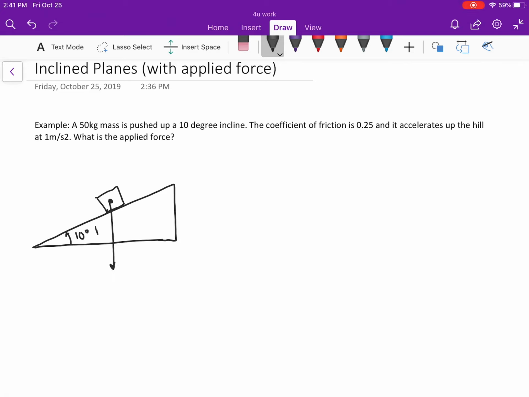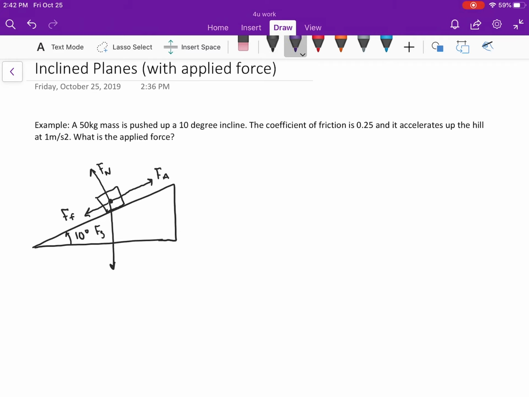Gravity, always straight down. We'll deal more with gravity in a second. We're pushing it up the hill. I didn't put enough words in the question, but since it doesn't say different, we're going to assume that the applied force is parallel to the hill. Normal force, the surface reacting. And then the one that I almost forgot, we've got friction downhill. So the free body diagram would look like that.